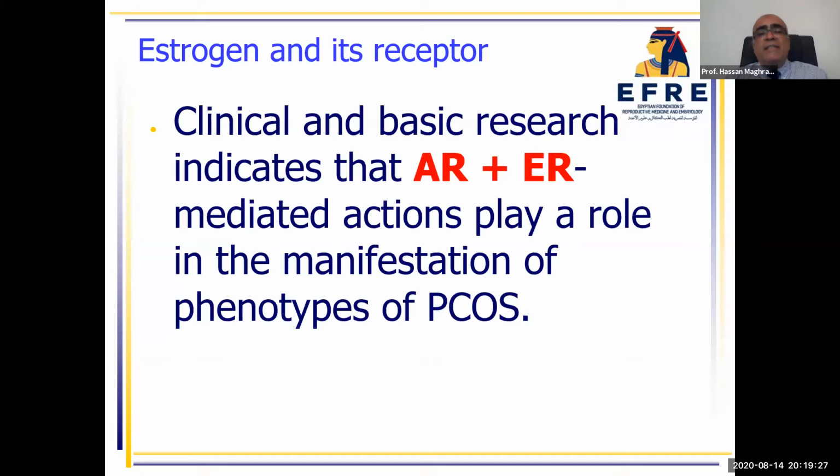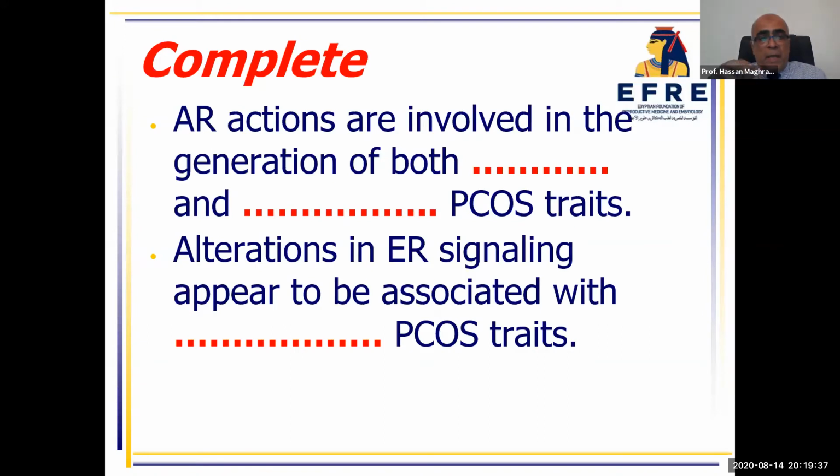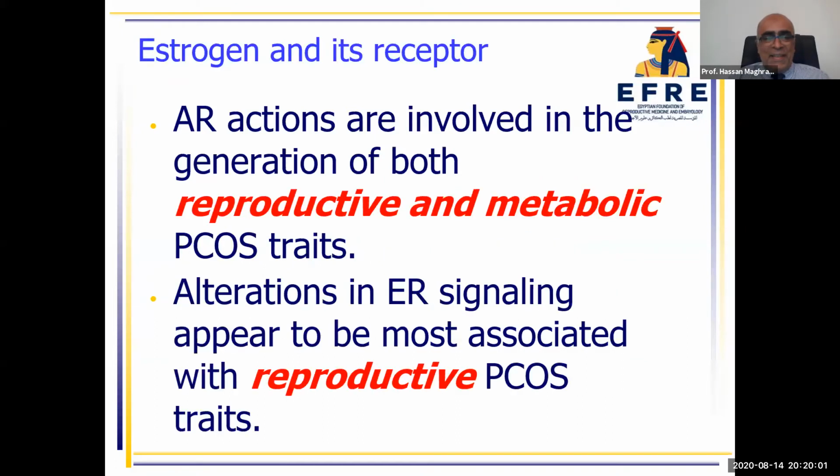Clinical and basic research indicates that androgen receptor and estrogen receptor mediated actions play a role in the manifestation of the phenotype of PCOS. Androgen actions are involved in the generation of PCOS traits. Which PCOS traits are related to androgen actions, and which PCOS traits are related to abnormal estrogen signaling in PCOS? So the answer is: androgen actions are involved in generation of both the reproductive and the metabolic PCOS traits, whereas abnormal estrogen signaling appears to be most associated with the reproductive PCOS traits.